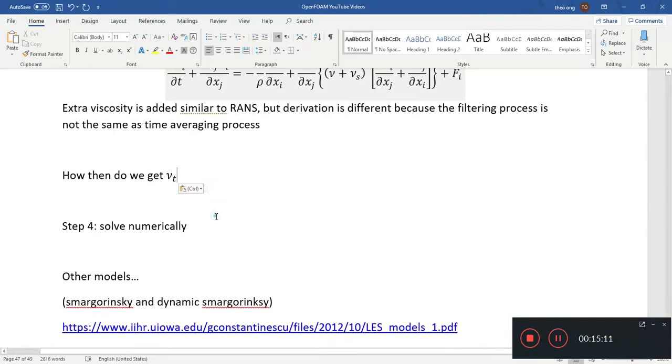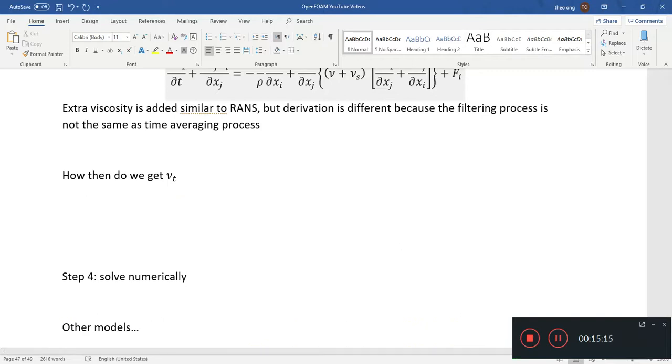So how then do we get nu T? Let me just introduce to you the Smagorinsky model. It was used by Smagorinsky in 1963, if I'm not wrong. He used it for LES modeling of atmospheric turbulence.